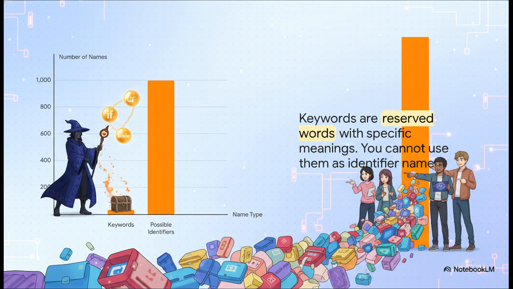Now, check this out. It turns out the wizard has a handful of secret, powerful words that are reserved only for him. Words like if, for, and while. These are his magic words, and we are not allowed to use them for our satchels. But look at that other bar. The number of names available to us is practically infinite.